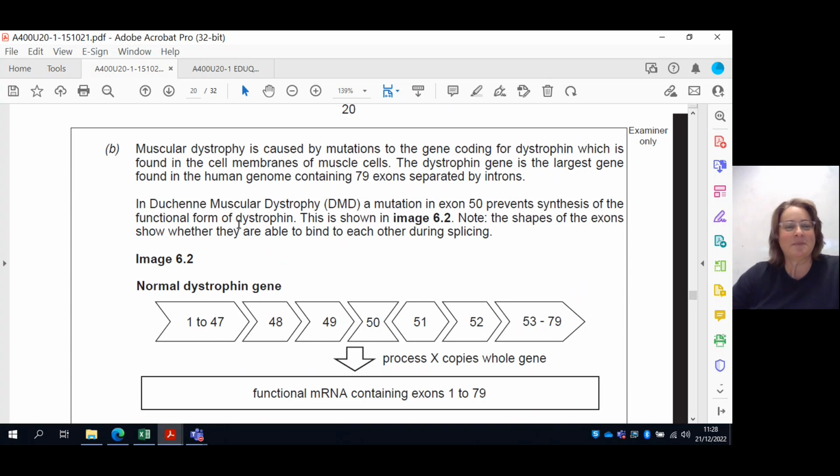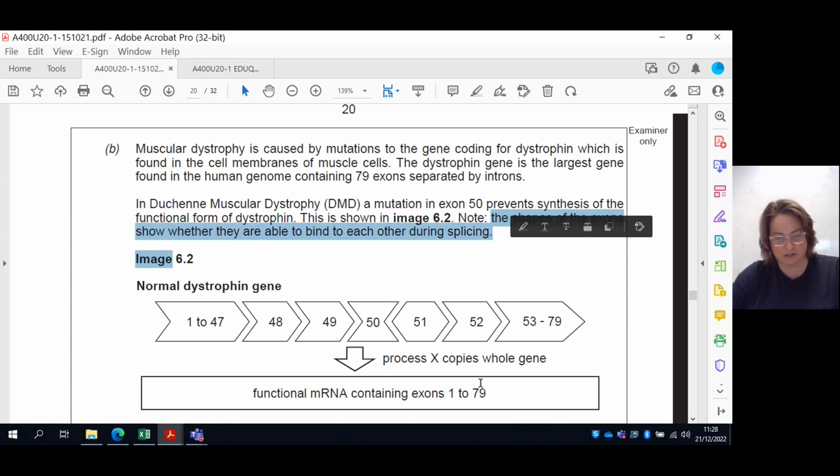So in Duchenne muscular dystrophy, you have got that one exon which has got a mutation on it, and the exons, when spliced, need to be attaching to the follow-on exon to make that functional messenger RNA. It tells you the shapes of the exons in this diagram underneath here, show whether they're able to bind to one another during splicing. So if they've got the same sort of triangle shape, the same arrow shape, they'll fit into one another.